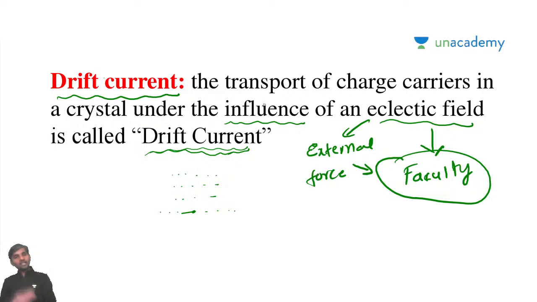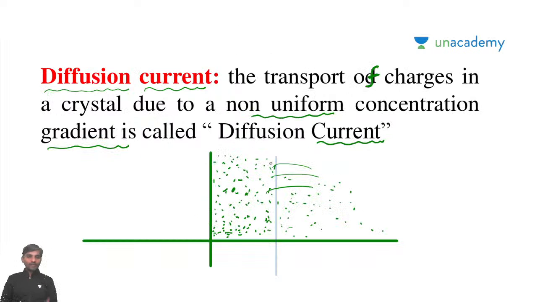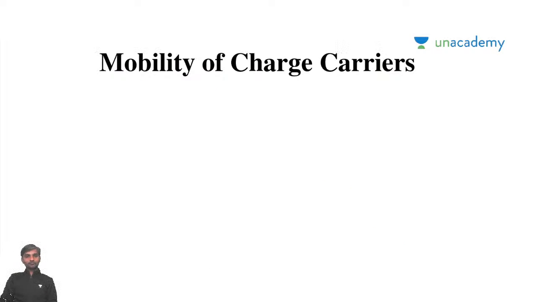And if you are moving in the classroom without the external influence of your faculty member, on your own you are moving because of the suffocation. I am getting suffocated because of the high crowd on one side. So the students will be moving from one seat to another seat. That is called diffusion current. Okay. So these are two important concepts: drift and diffusion currents.